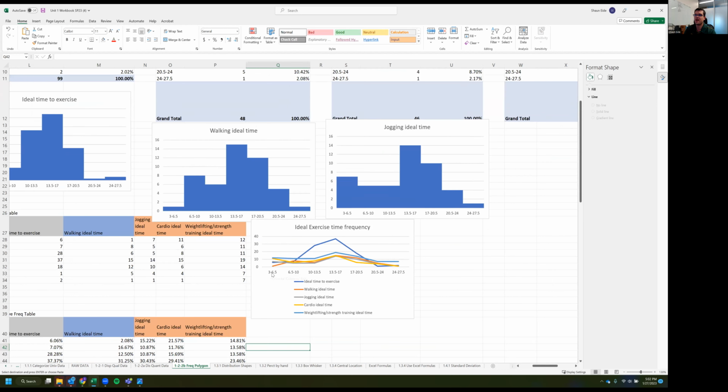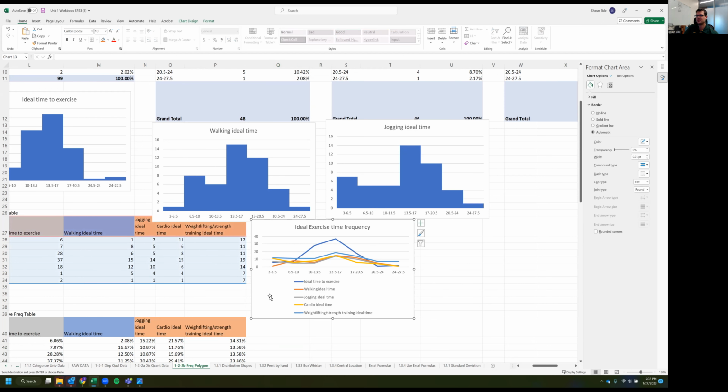And what this is, 3 a.m. to 6:30 a.m., 6:30 a.m. to 10 a.m., 10 a.m. to 1:30 p.m., 1:30 p.m. to 4 o'clock p.m., 4 o'clock p.m. to 8:30 p.m., 8:30 p.m. up to midnight. And then this right here is after midnight, people wanting to exercise at 1 a.m. in the morning. Not for me, but that's your prerogative. And so that's the way that this is all organized, and then you can compare them.